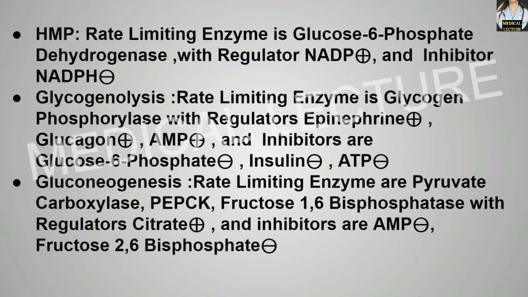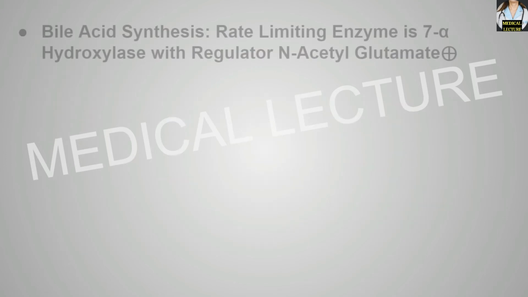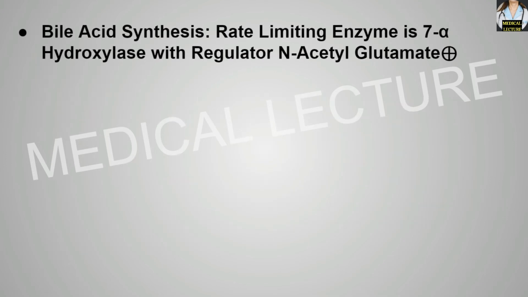Now in the gluconeogenesis pathway, the rate-limiting enzymes are the pyruvate carboxylase, PEPCK, that means the phosphoenolpyruvate carboxykinase, fructose 1,6 bisphosphatase with the regulators or enhancers as the citrate, and the inhibitors are the AMP and the fructose 2,6 bisphosphate. In the bile acid synthesis, the rate-limiting enzyme is the 7-alpha hydroxylase with the enhancer as the N-acetyl-glutamate.